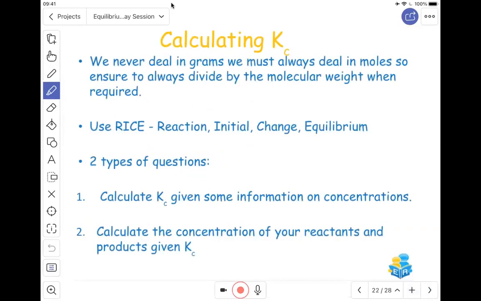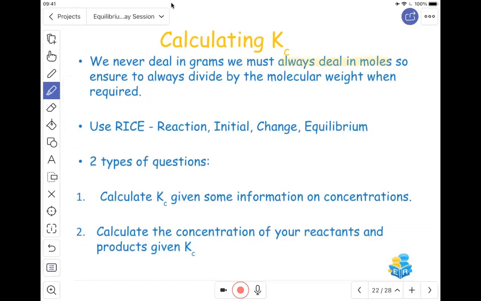So when you're calculating your equilibrium constant value, you should never deal in grams. You must always deal in moles. So that basically just means that if you're given grams, make sure to divide by your molecular mass to get it into moles before you start filling into the RICE table that I'm going to do with you now.